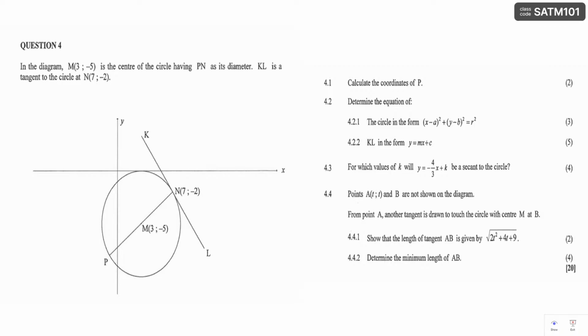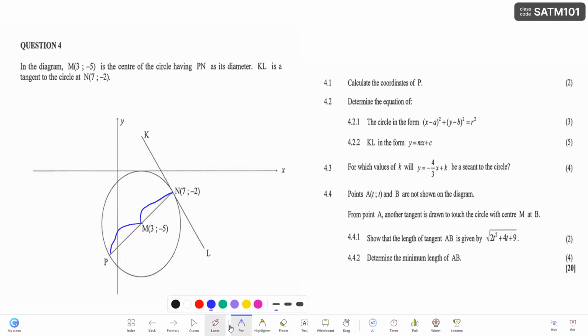So, okay, question 4. They said in the diagram, M is (3, -5), the center of a circle having PN as its diameter, and K is a tangent to the circle at N. First question, they said calculate the coordinate of P. So in order to calculate the coordinate of P, this is the opposite. So we know a midpoint. You need to know that the distance between here is equal to the distance between here, because those ones are radius.